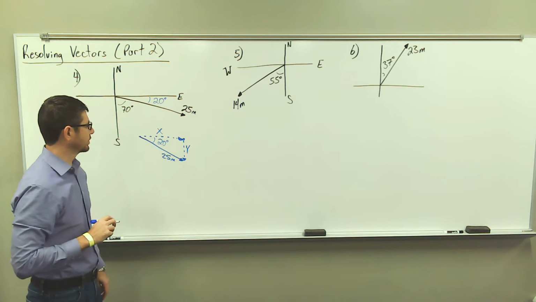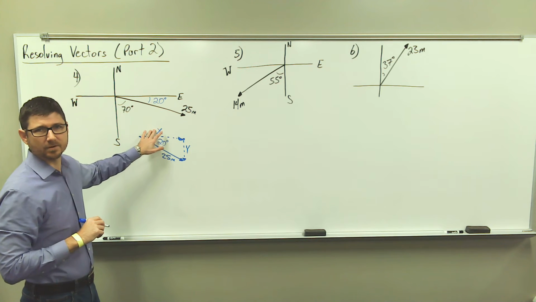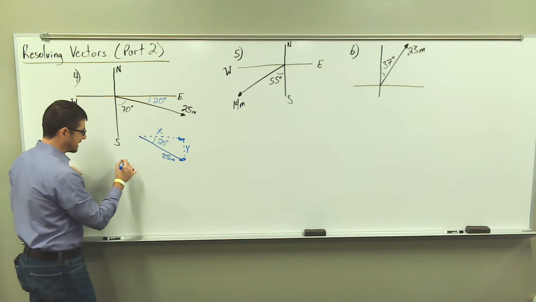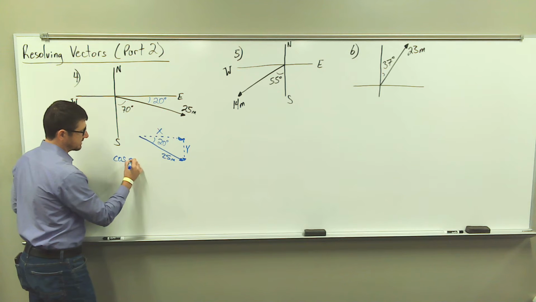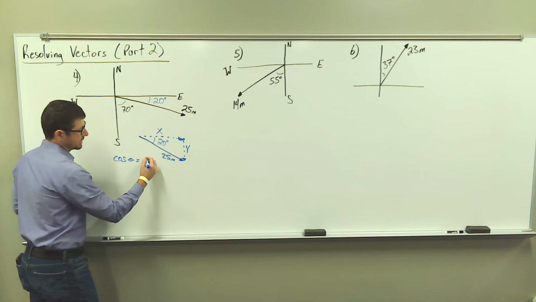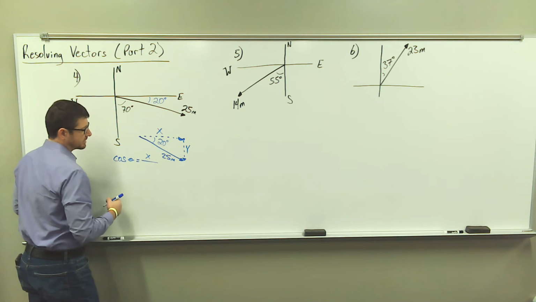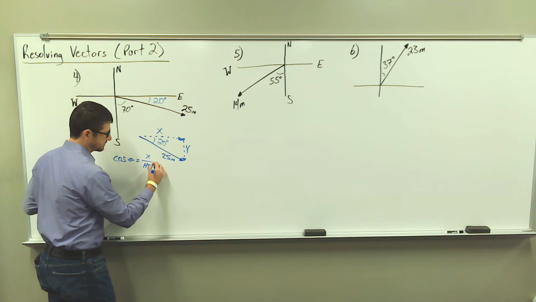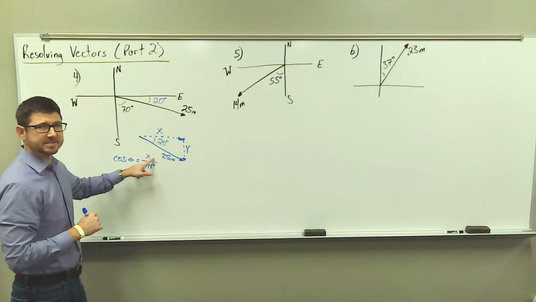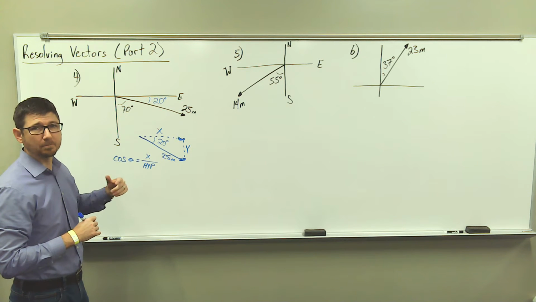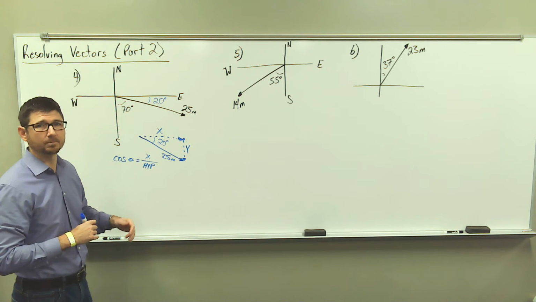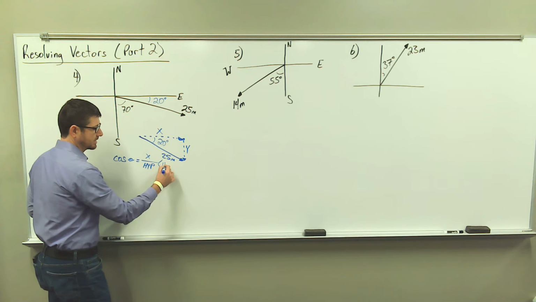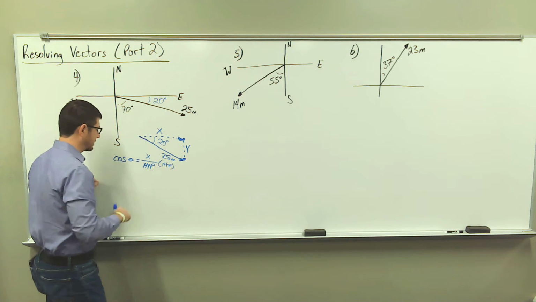So what we're going to do is, let's first start out with x. We know that the base equation is cosine theta is equal to the x component divided by the vector magnitude or the hypotenuse. And we're going to isolate our x component by multiplying by hypotenuse on both sides of the equal sign.